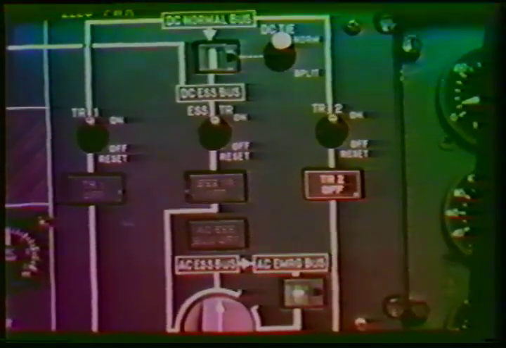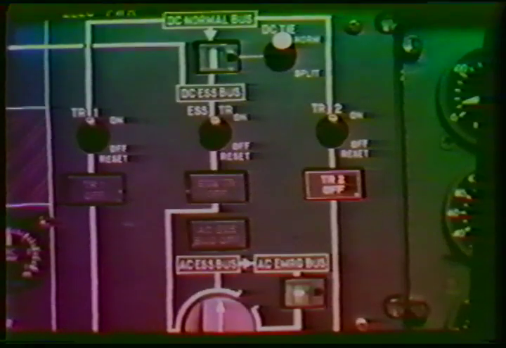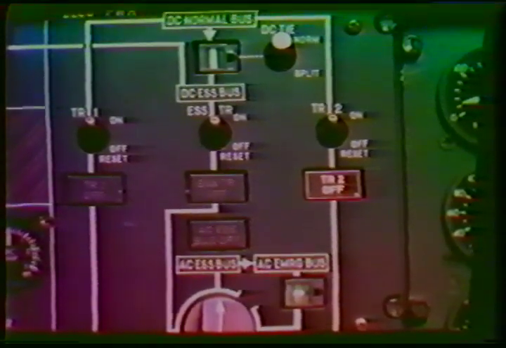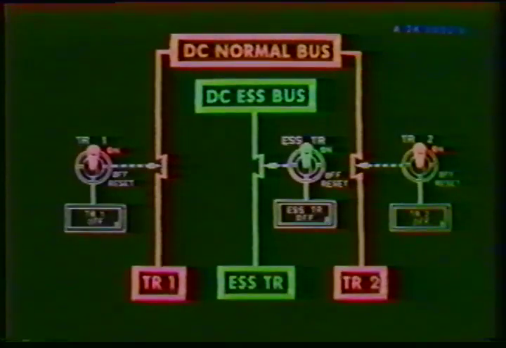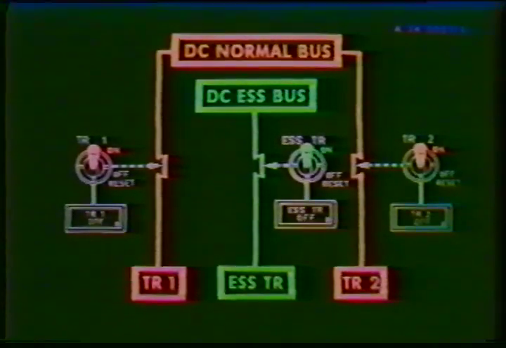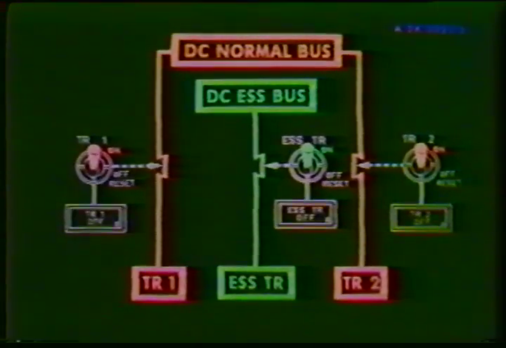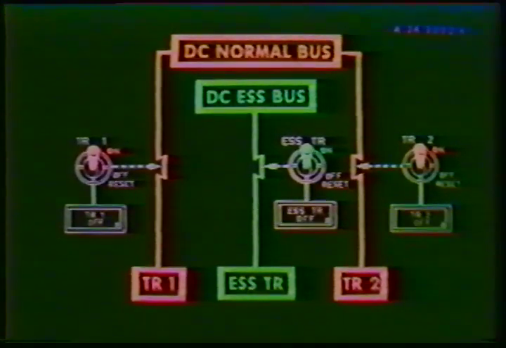Corresponding TR switches control reverse current contactors on the output side of the respective TR units. After these switches are set to on, the outputs of TR1 and TR2 will be connected to the DC normal bus, and the output of the essential TR will be connected to the DC essential bus.